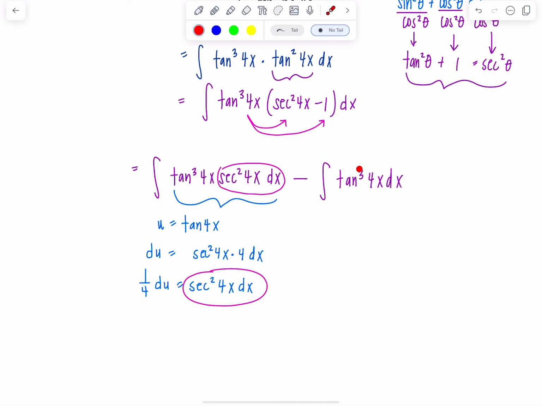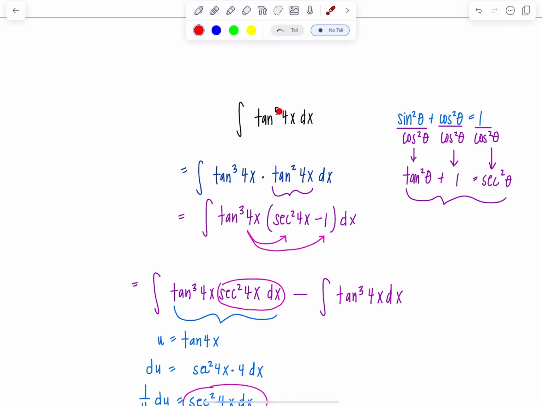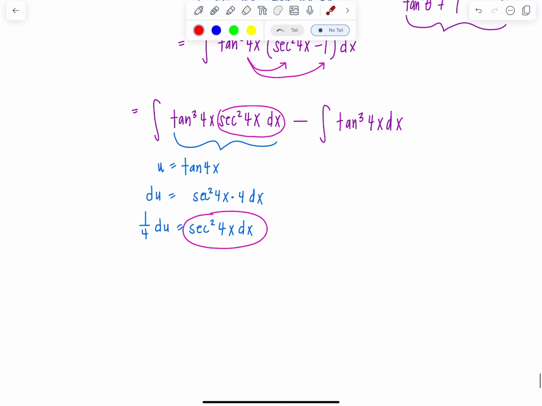I have tan cubed. I can't use sub because I have no secant squared and I don't know the antiderivative of tangent cubed. So you're basically going to repeat the process we did earlier. We had tan to the 5th. I took off a tan squared, replaced it. I have tan cubed. I'm going to take off a tan squared and replace it. Okay, so let's do that sort of underneath here. Think of this as tangent 4x times tan squared 4x, right? Very good. And then I'm going to rewrite everybody.